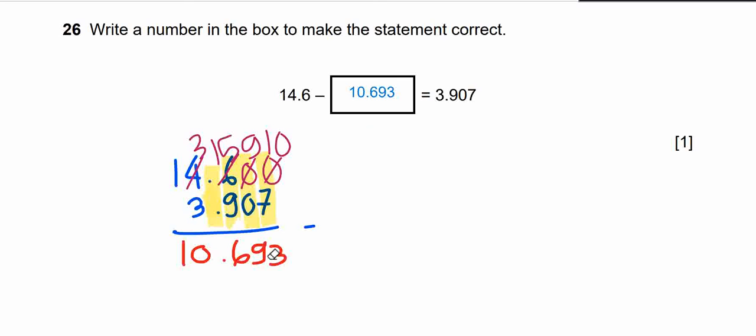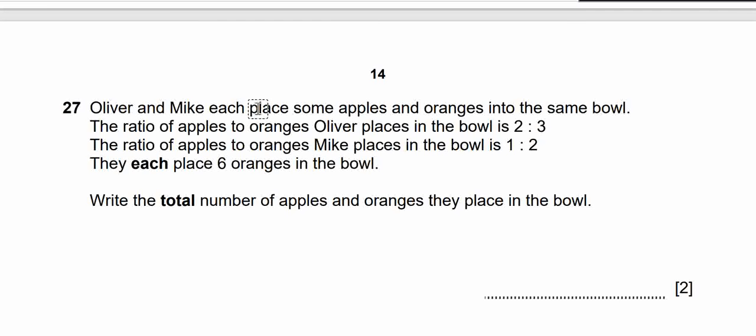Next, question 27. 27 says Oliver and Mike each place some apples and oranges into the same bowl. The ratio of apples to oranges Oliver places in the bowl is 2 to 3. The ratio of apples to oranges Mike places in the bowl is 1 to 2. They each place 6 oranges in the bowl. Write the total number of apples and oranges they place in the bowl. 10 seconds, guys. 10, 9, 8, 7, 6, 5, 4, 3, 2, 1.